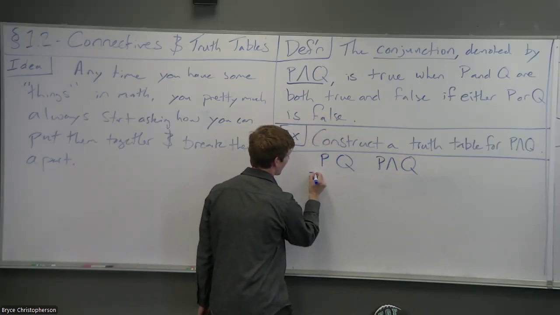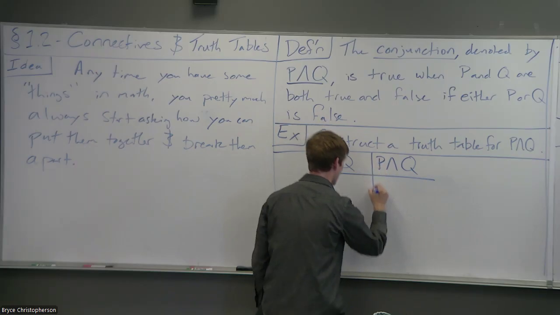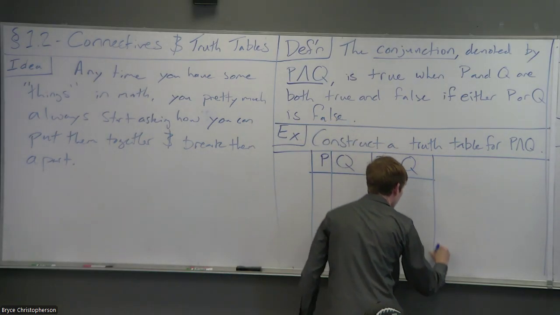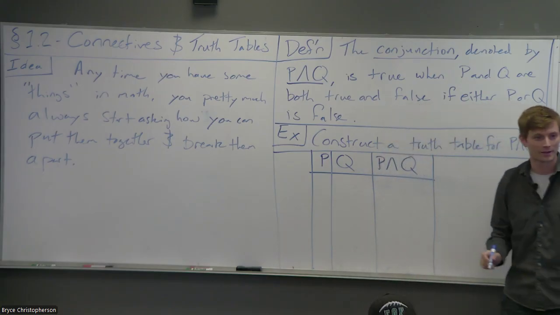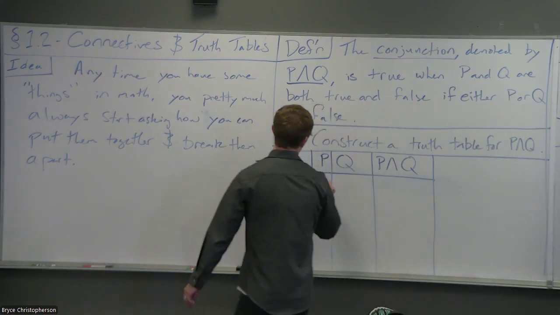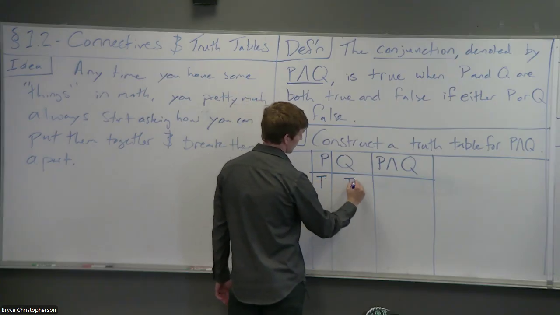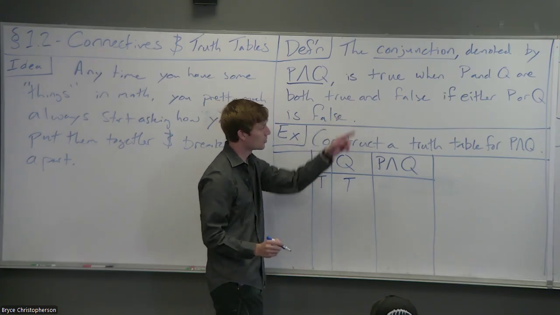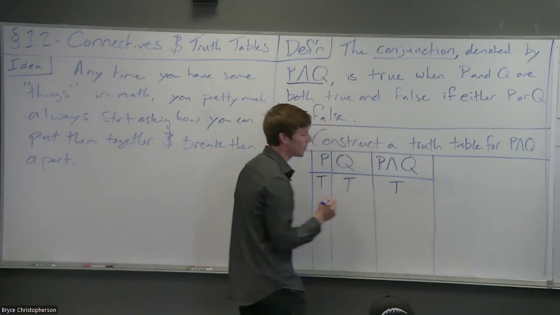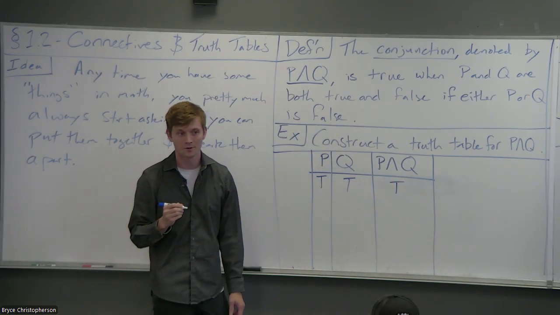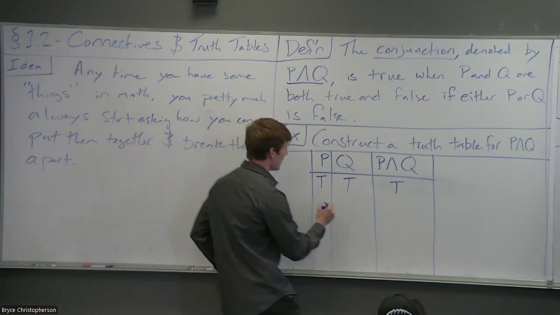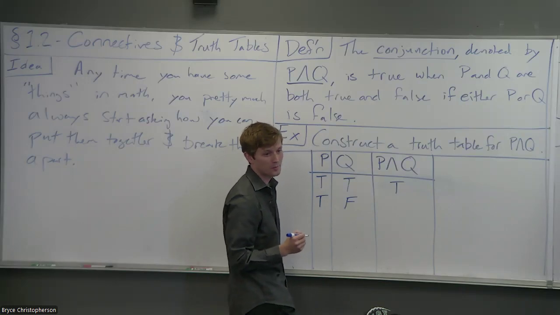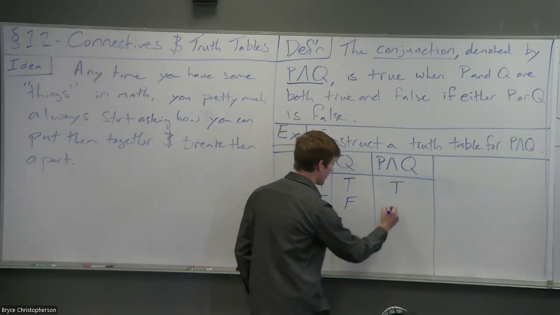You make a table out of it in the very obvious way. That is, you draw lines in between things. And then you go through all the possibilities. So P could be true and Q could be true as well. In that case, P and Q would be true, since P and Q is true only when both of them are true, right? Okay, P could still be true, but Q could be false, in which case P and Q would be false. Yeah, okay, everyone's picking up on this.